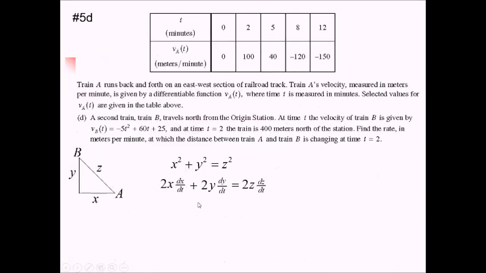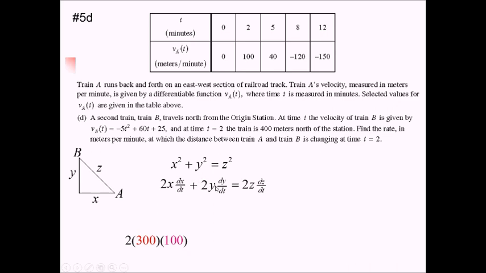So here I am back on part D. We found that x at time 2 has a value of 300, so I've got 2 times 300. Now how about dx over dt? Well, that's how fast the train is going, or at least the velocity of train A at time 2. We can actually look that up in the table. When we plug 2 into our table, we get back a value of 100 meters per minute. So that's 100 right there.